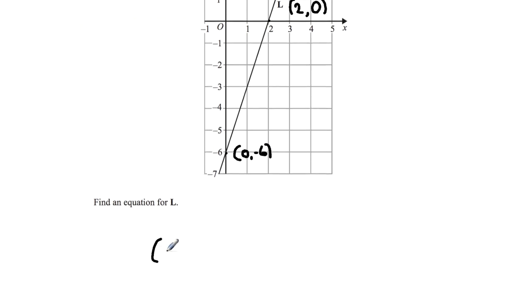So let me just write this out over here. We have 0 and minus 6, and we have 2 and 0. I'm then going to label them x1, y1, x2, y2. So this is x1, this is y1, this is x2, and this is y2. Now I'm going to find the gradient of the line. So we're going to be using this general equation.